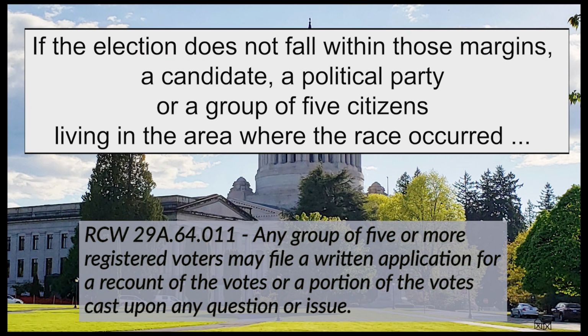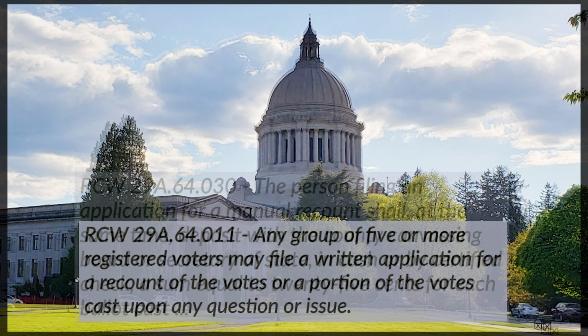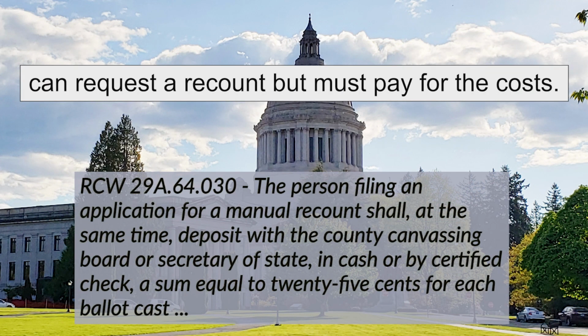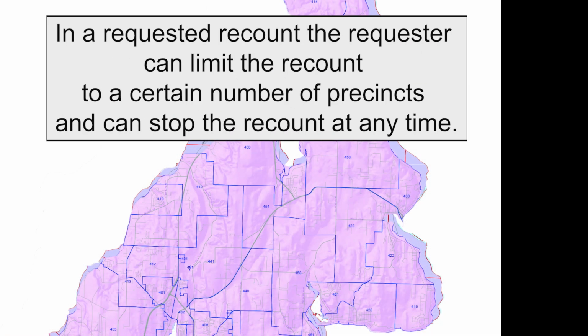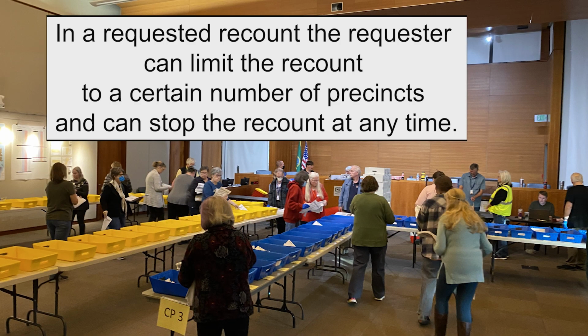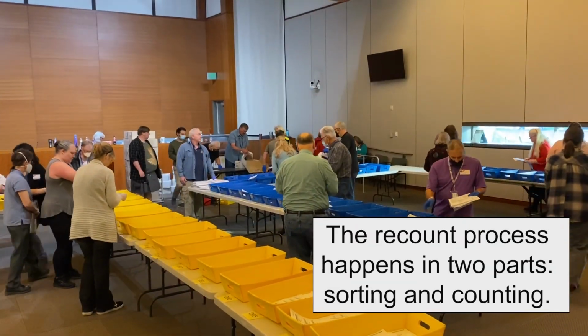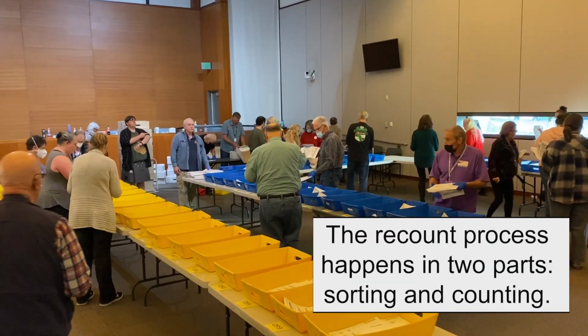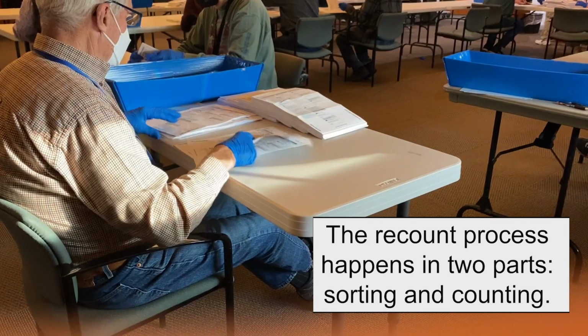If the election does not fall within those margins, a candidate, a political party, or a group of 5 citizens living in the area where the race occurred can request a recount but must pay for the costs. In a requested recount, the requester can limit the recount to a certain number of precincts and can stop the recount at any time. The recount process happens in 2 parts, sorting and counting.